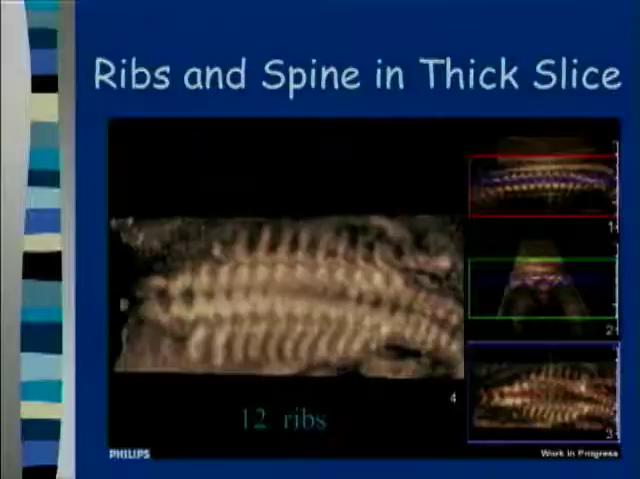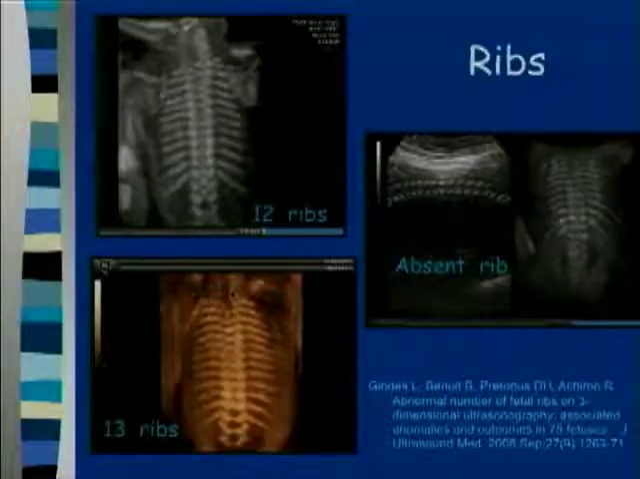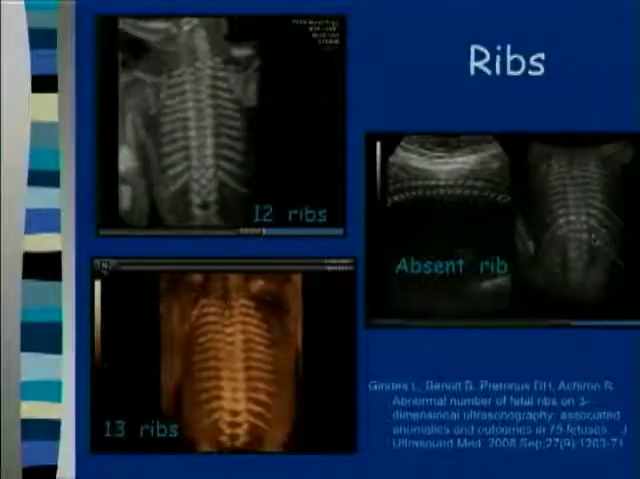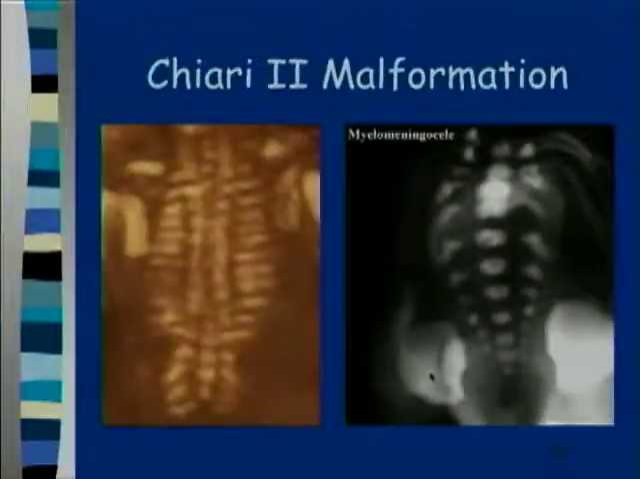Okay, here is a picture of the ribs and spine, just to remind us that 3D can count the ribs as well as start looking at the spinal elements. And in this paper by Dr. Gendis and Dr. Benoit again, you can see these beautiful pictures of the ribs, and there's 12 here. Here's one that's an absent rib. You have it on one side but not the other. And here's one that had 13 ribs. And ribs can be helpful in correlating with Down syndrome, as they can have abnormal number of ribs.